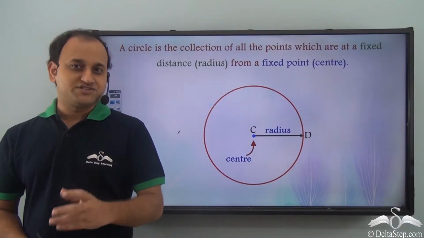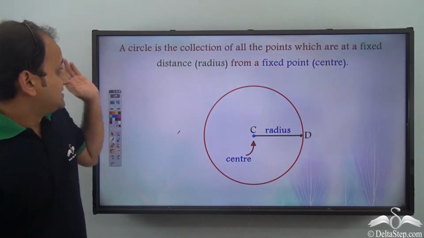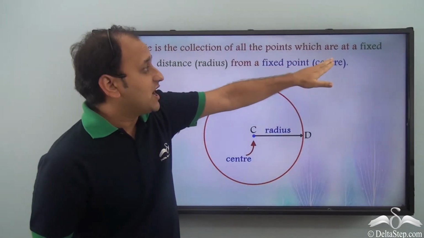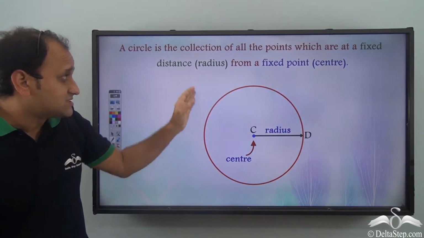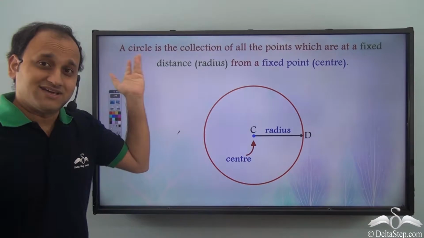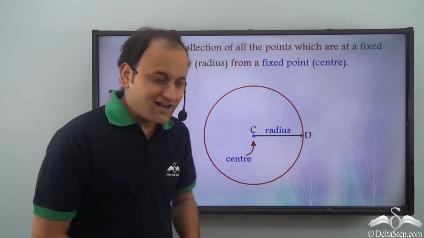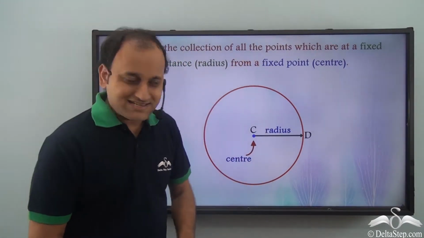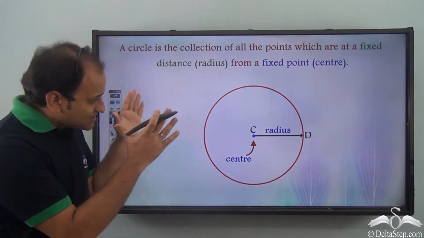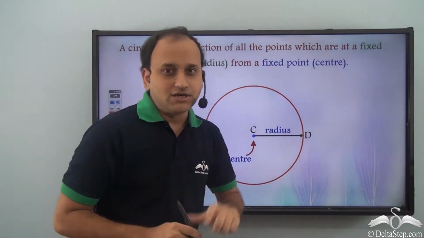What do we know about a circle? Well, a circle is the collection of all the points which are at a fixed distance from a fixed point. So what is this fixed distance? It's the radius of the circle. And what is the fixed point? It's the center of the circle. So this is what we know about a circle.